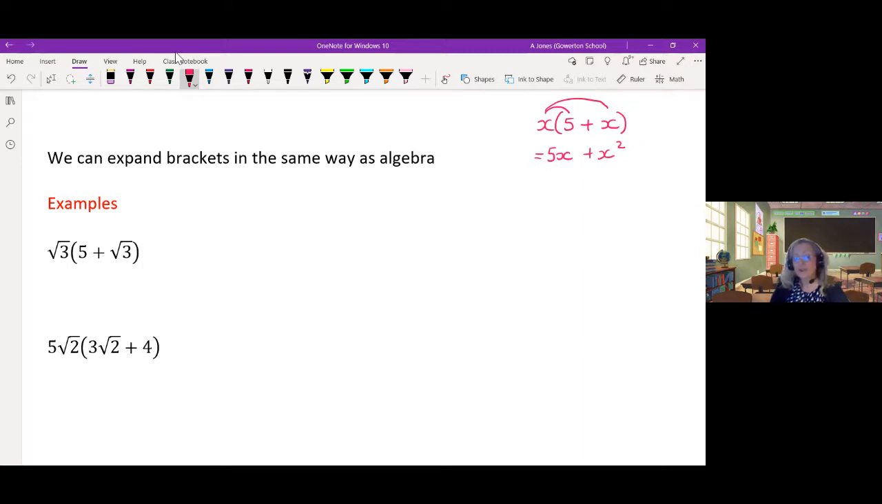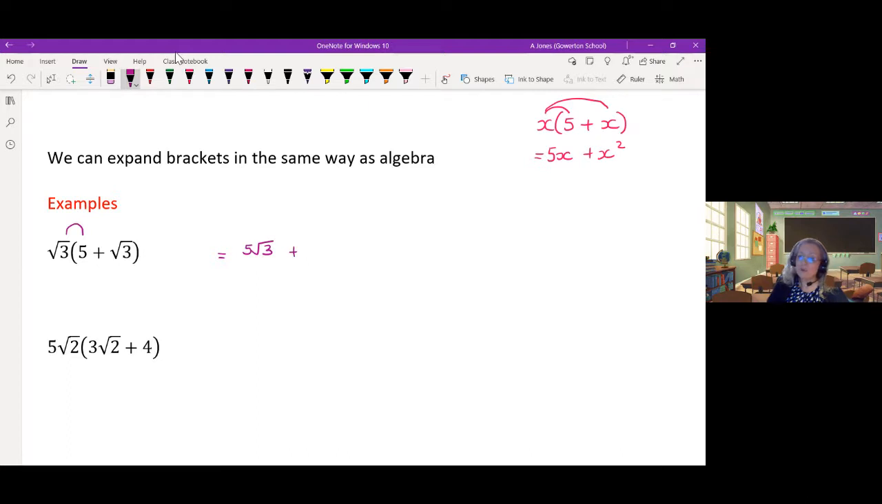And what we're going to do is we're going to do the exact same thing with this. And I think about it in the exact same way as algebra. So looking at this, the first thing I do is I multiply my root 3 by my 5. And in the same way, the x multiplied by 5 is 5x, the 5 comes first. The same is true of this. And we would say that root 3 multiplied by 5 is 5 root 3.